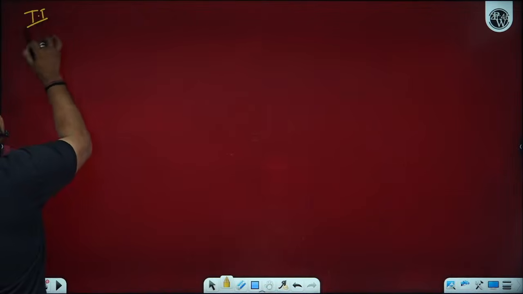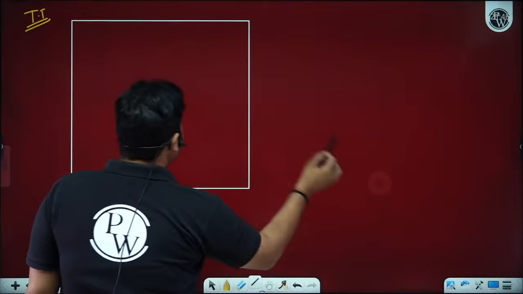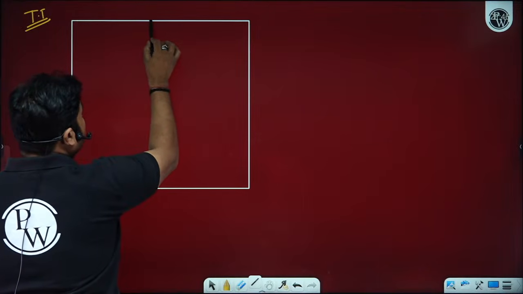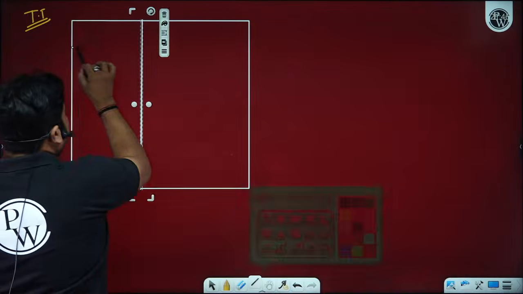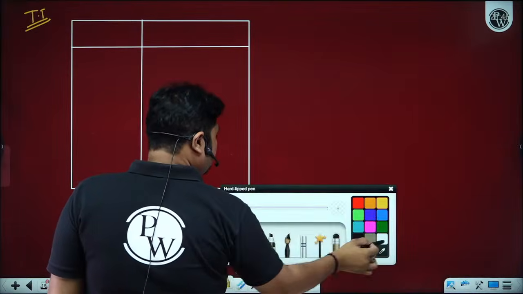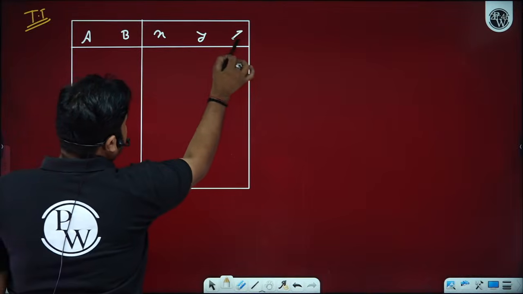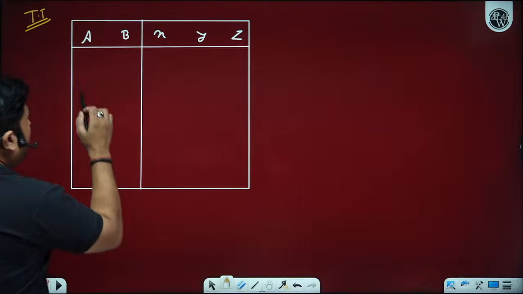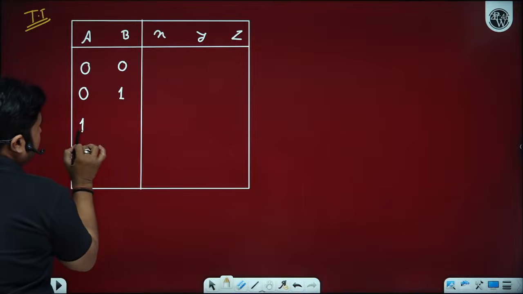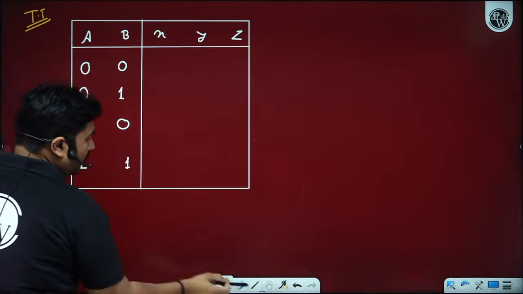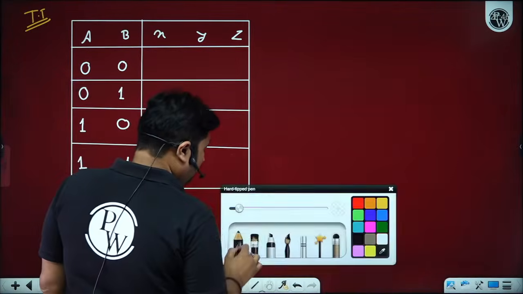A truth table is a table that contains all the possibilities of inputs and outputs. So we have 2 inputs and 3 outputs. The 2 inputs are A, B and the outputs are X, Y and Z. Is it okay, beta ji? Yes sir. Now how many possibilities for A and B? Sir, 4 possibilities. Either both are low, any one of them is high, or both are high. So we have a total of 4 possibilities.